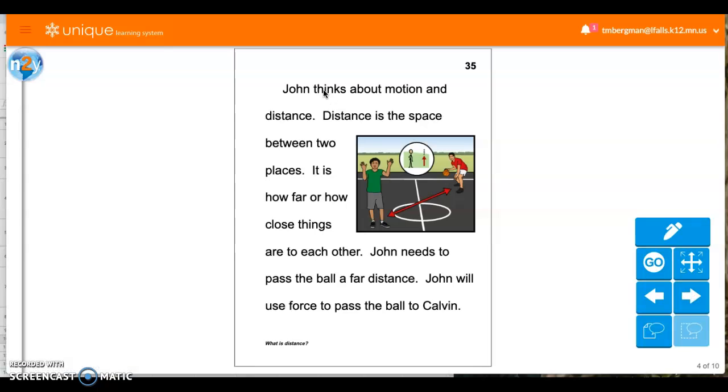John thinks about motion and distance. Distance is the space between two places. It is how far or how close things are to each other. John needs to pass the ball a far distance. John will use force to pass the ball to Calvin. Okay, so here's where one of them needs to pass the ball way over here. So what is distance? Distance is the space between, okay? So we have talked about social distance in our classroom, right? Being farther away from people. We also talk about distance as how close people are, okay? So how far away or how close something is, it's the distance between.